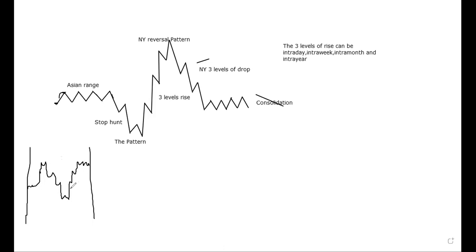It's the three levels of rise or drop, depending on where the stop on phase occurs. That means it's going to happen within a day. So I can see that it happened just within a day.